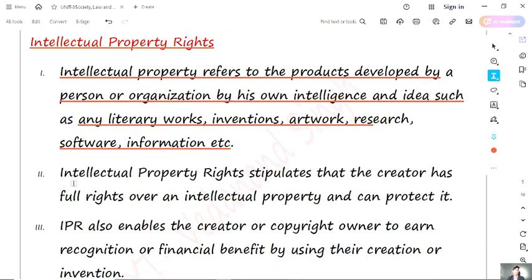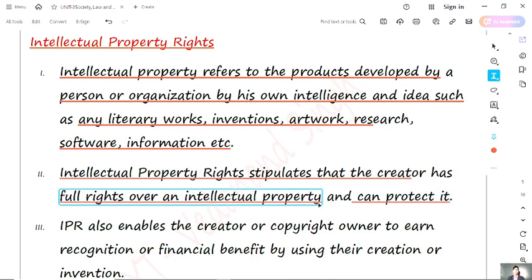There are also some intellectual property laws. Intellectual property rights stipulate that the creator has full right over the intellectual property and can protect it. Meaning if you are creating anything or doing any research, you have complete right to protect it. You can apply the copyright laws so that no one can copy your creativity.